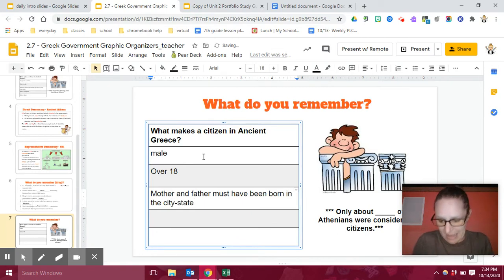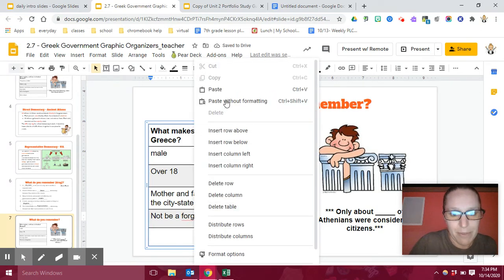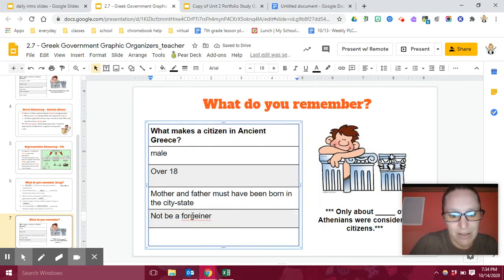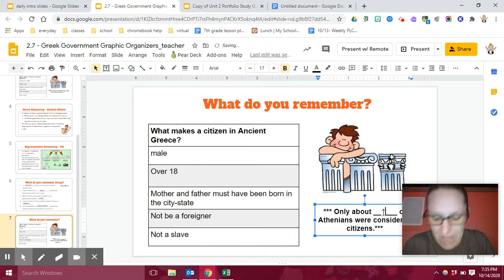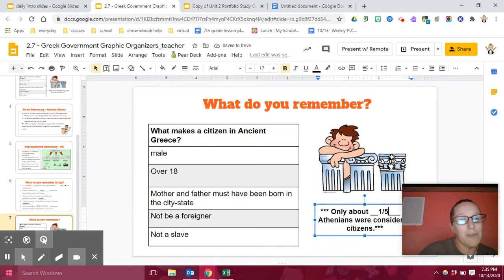You cannot be a foreigner, so you can't be born in a different city-state. Spell check will get it for me. All right, not a foreigner, and then not a slave. And if you remember or not, only 1/5 of Athenians were considered citizens. All right, so that is it for 2.7.